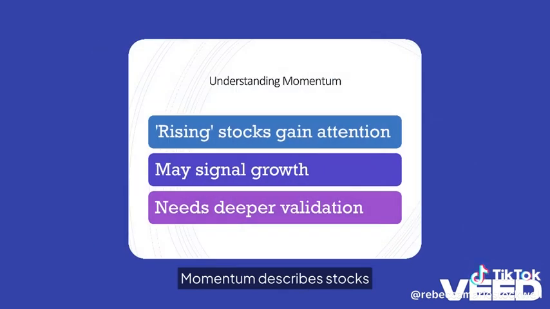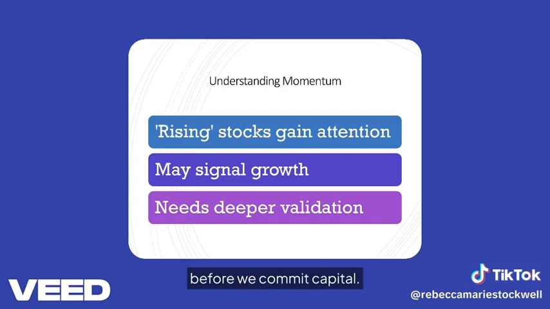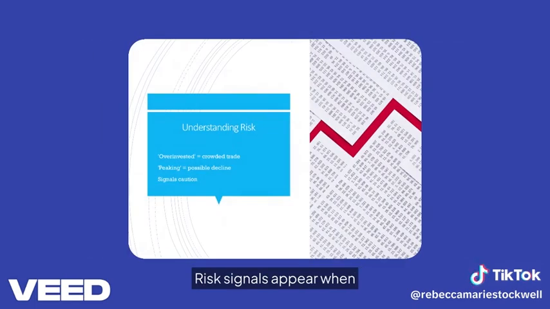Momentum describes stocks that are already rising and attracting attention. This can signal genuine growth, but momentum alone is not enough. It must be validated with fundamentals before we commit capital. Risk signals appear when a stock is overinvested or described as peaking. These signs may indicate a crowded trade or an upcoming decline. When we see them, our default response should be caution, not excitement.